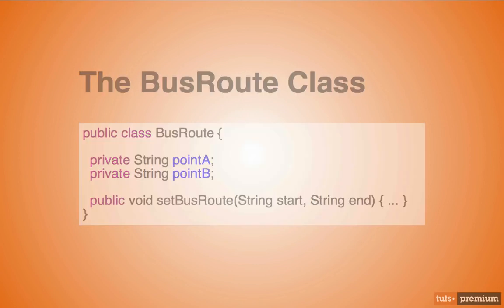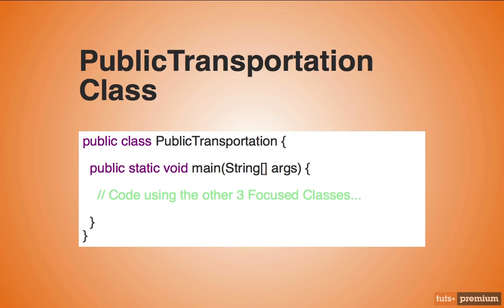And finally, we would have our public transportation class, which could now use the other three focused classes, which could create a bus, driver, and bus route objects, and call their associated methods. So by moving the three separate entities into their own classes, we've now created much more cohesive classes that are focused on their own individual tasks of creating a bus, a driver, and a bus route, rather than all three of these entities being modeled in one single class.